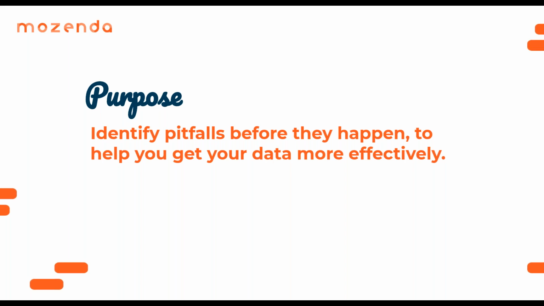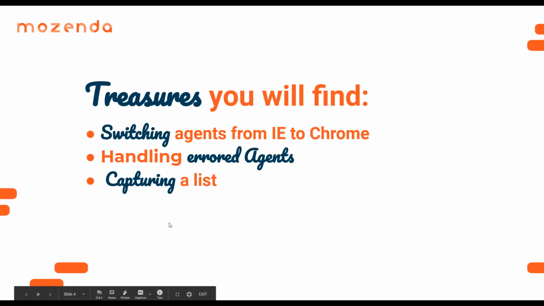We're going to be discussing top 3 treasures specifically. One is switching your agents from IE to Chrome, handling error agents, as well as capturing a list properly. Alex, tell us where did we find these questions? Yeah, so like George said, I'm the support manager, and we have been getting a lot of questions specifically about this first one, switching agents from IE to Chrome. We're going to dive into a little bit of the background behind this question and why we're recommending you switch to Chrome. But we just want it to be a smooth transition for everyone.